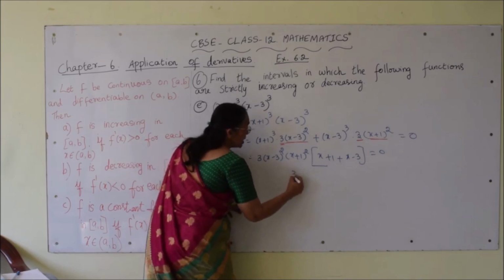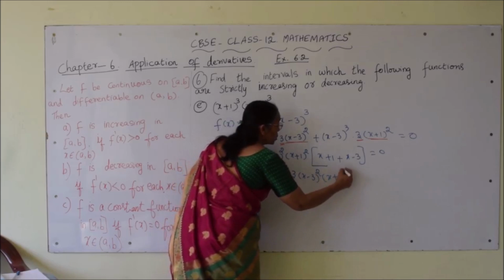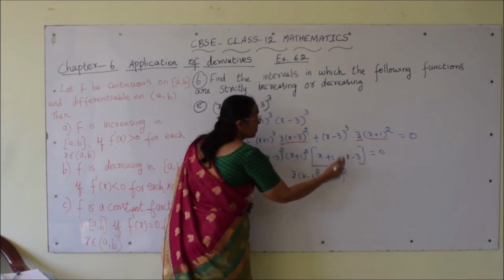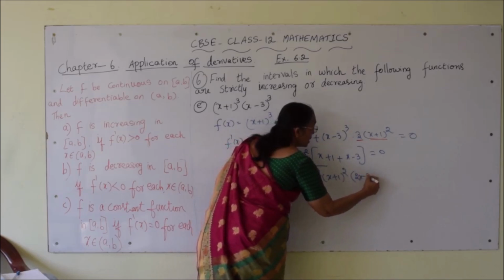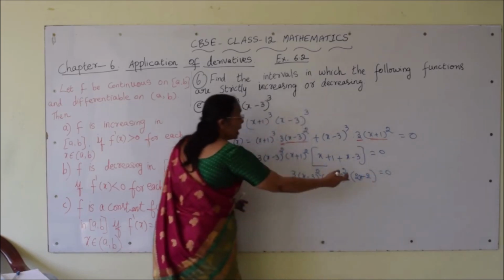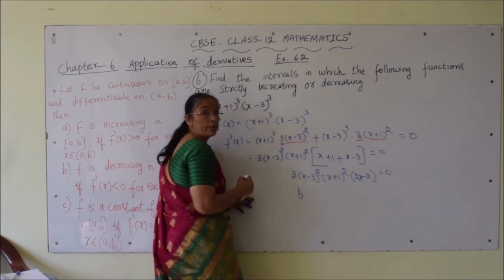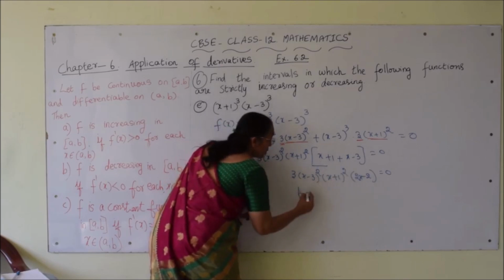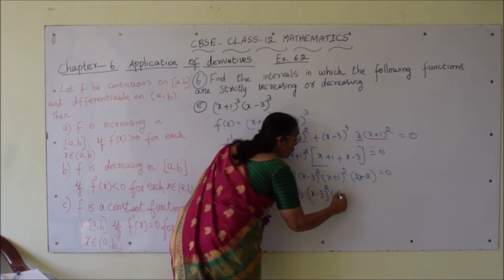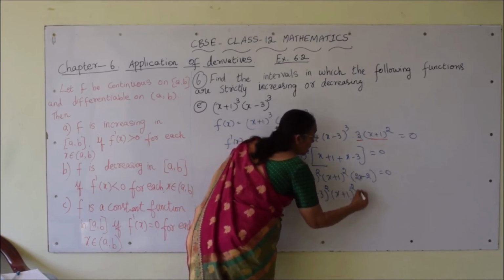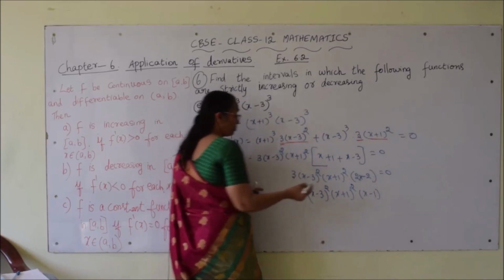So we are having 3 times (x minus 3) whole square of (x plus 1) whole square, into x plus x, that is 2x, minus 3 plus 1, minus 2. So 2x minus 2 is equal to 0. Again we can take 2 common outside. 3 times 2 is 6. So we get 6 times (x minus 3) whole square of (x plus 1) whole square of (x minus 1), since we have taken 2 common outside.